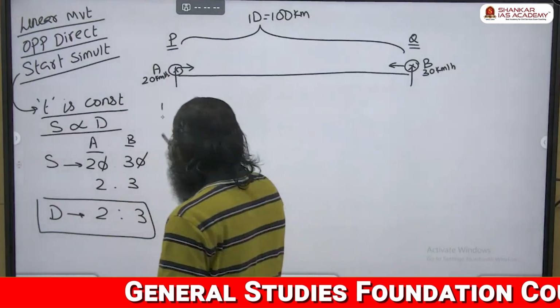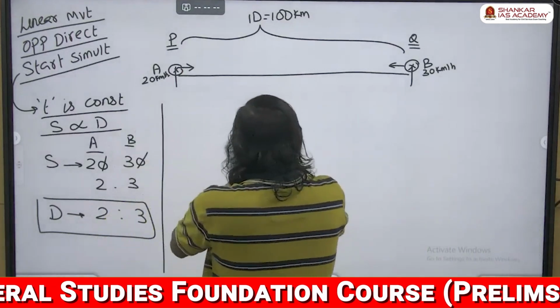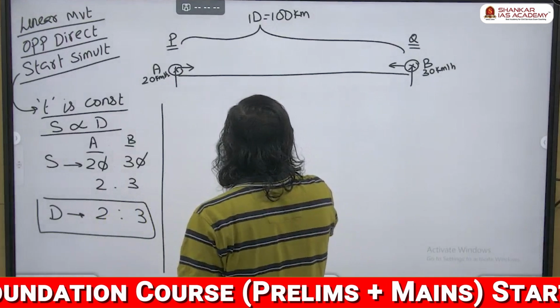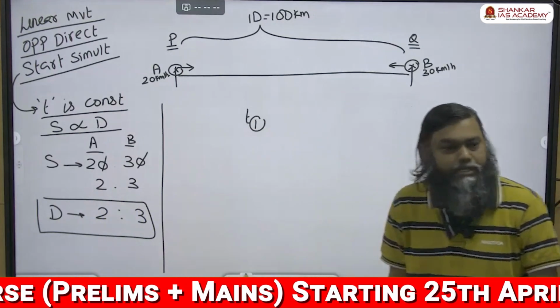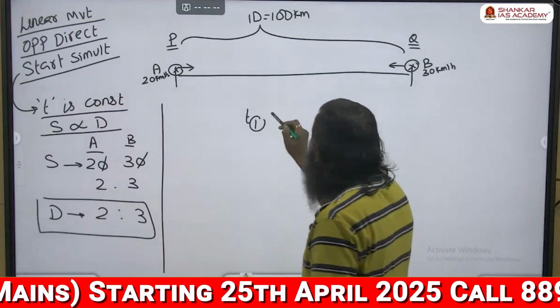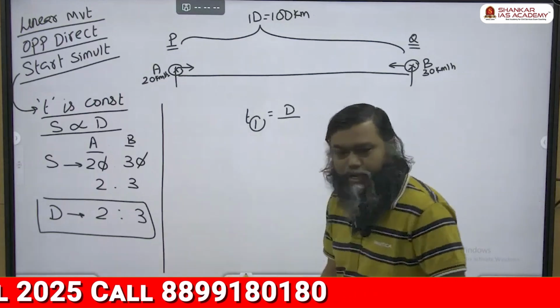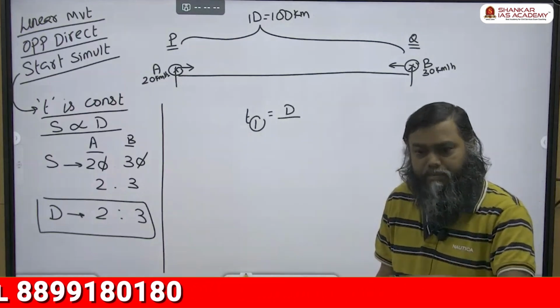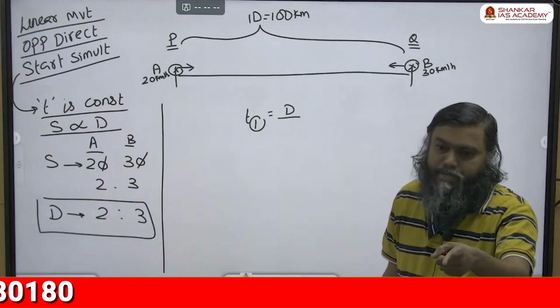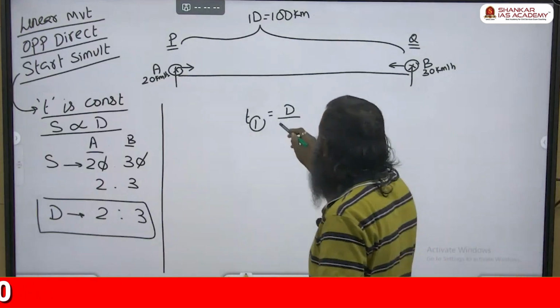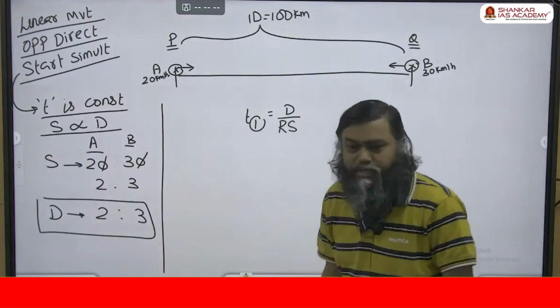Now listen. What is the time taken for the first meeting point? How can you calculate the time? Distance upon speed, or relative speed. One person is running at one speed, so what do I have to write? How many people are running? Relative speed.